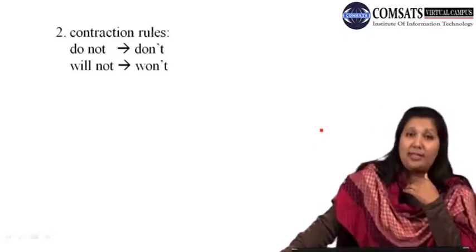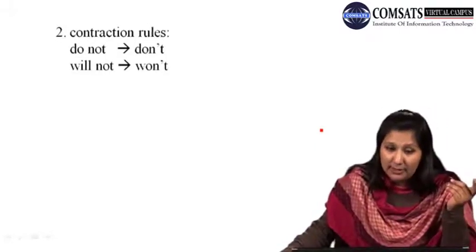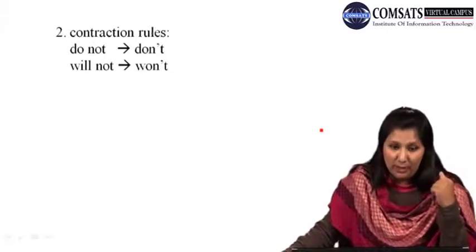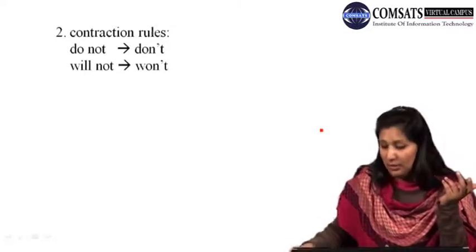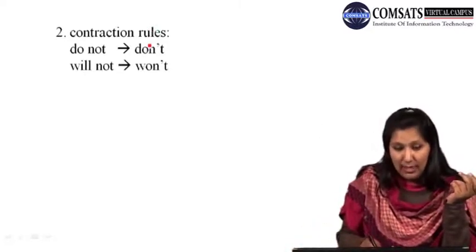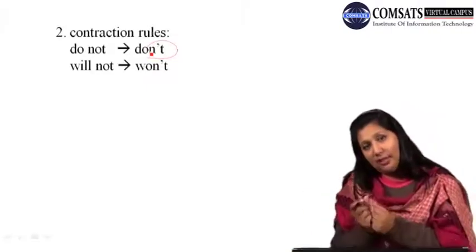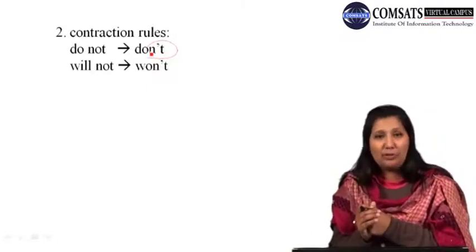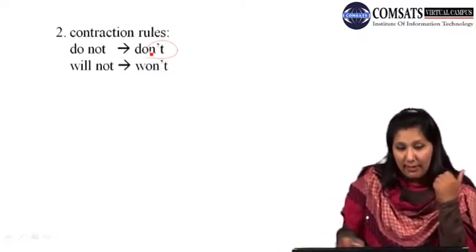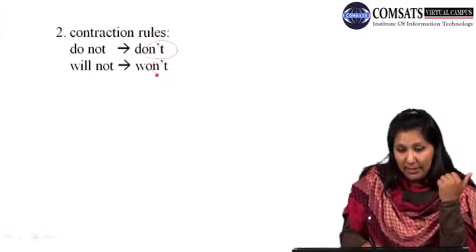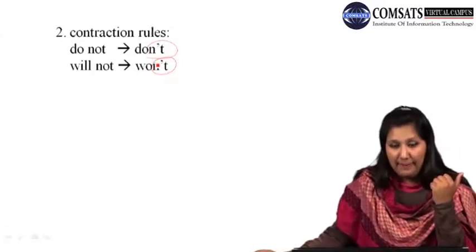Contraction rules. Yes, there are some contraction rules as well that have been introduced in the modern language. For example, do not, it refers to, and contraction we have made it don't. We have contracted the things, we have concised the things in the modern language. From the word will not, we have contracted and made it won't.